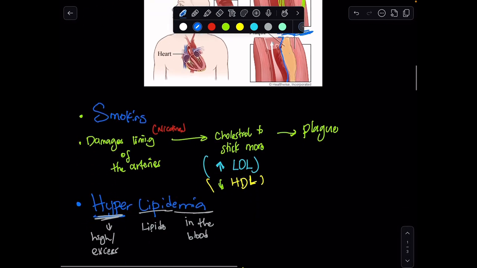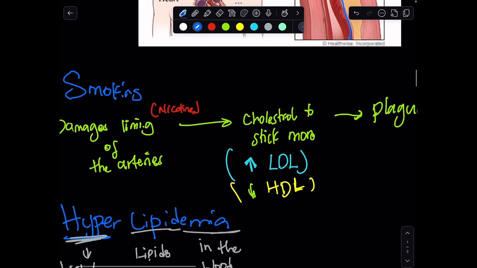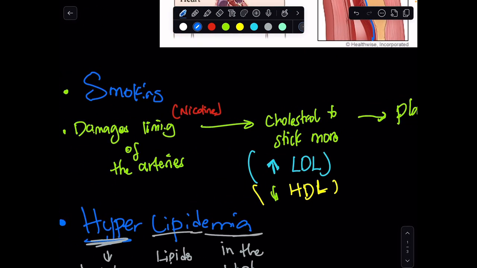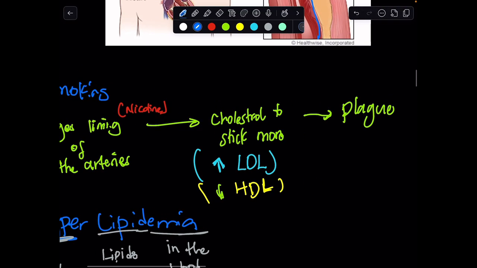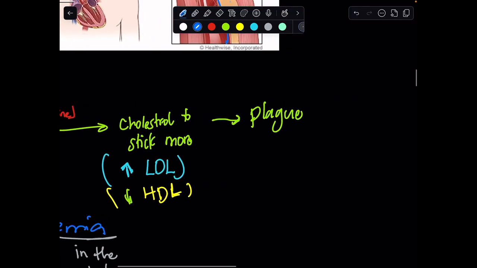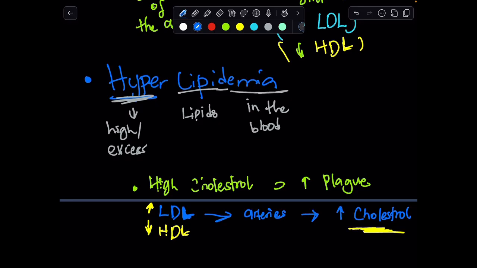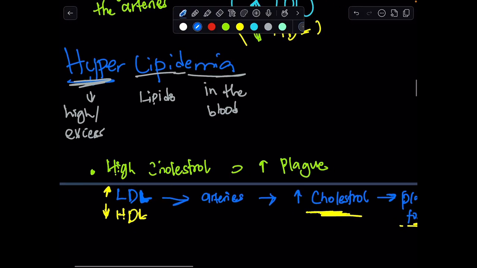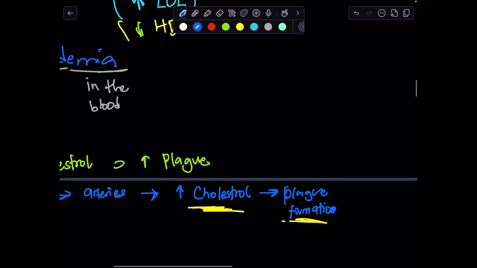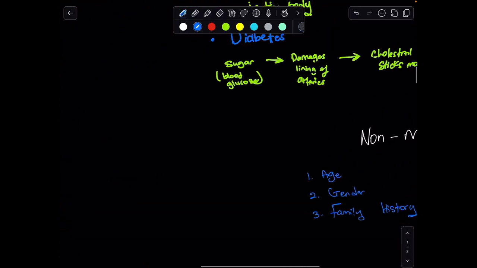And then smoking does the same thing. The nicotine from the smoke damages the lining. We said when it damages, cholesterol sticks more. Why? Because there's increased LDL because they're dropping it off, and decreased HDL, not picking it up, causing plaque. Hyperlipidemia, by definition, is just more lipids, cholesterol in the blood. Who brings it? LDL and HDL. If you have more people dropping it off than picking it up, what happens? A buildup of cholesterol. Buildup of cholesterol forms plaque.